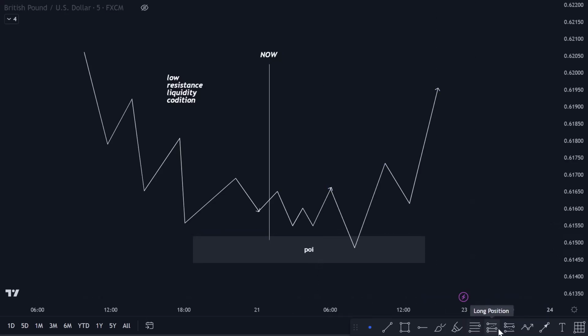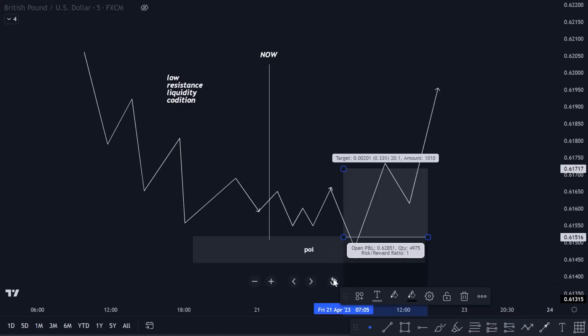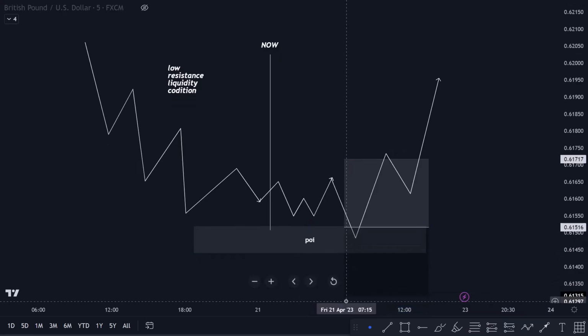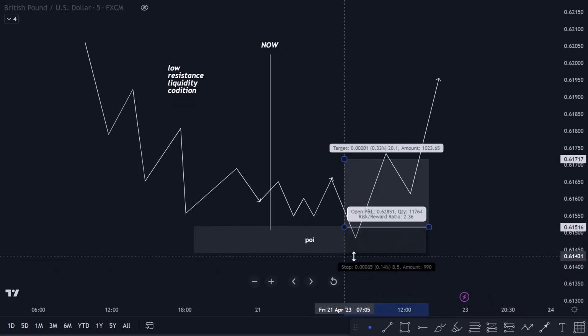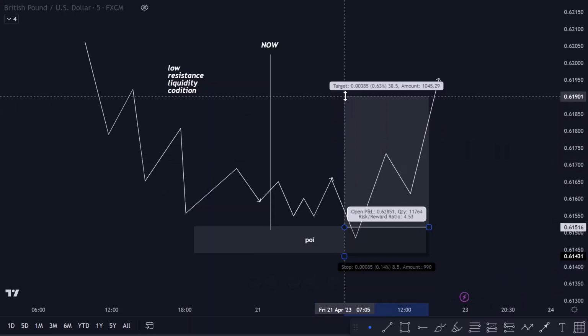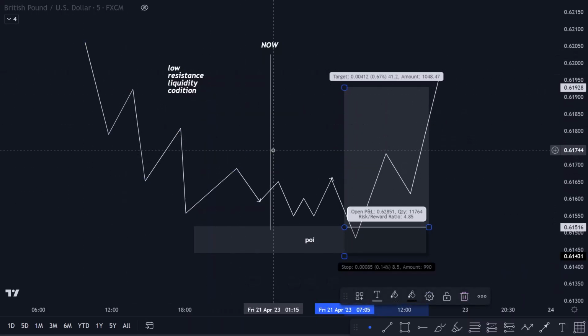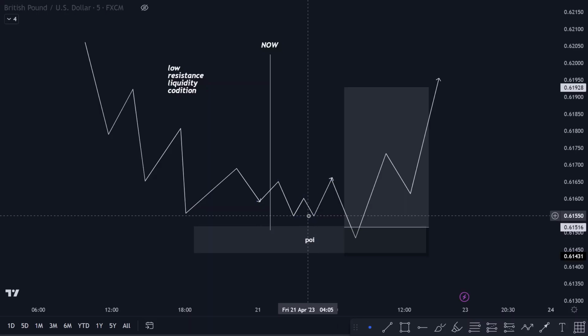Now, for whatever reason, you enter here on the POI, and then your stop loss is below the POI, and you'll always start getting the low resistance liquidity. So we all know how equal lows act like a magnet. You see price took them, and most likely price will react from the nearest point of interest to the equal lows. This is the nearest POI to the equal lows. Price will react from here, go up and take the low resistance liquidity.